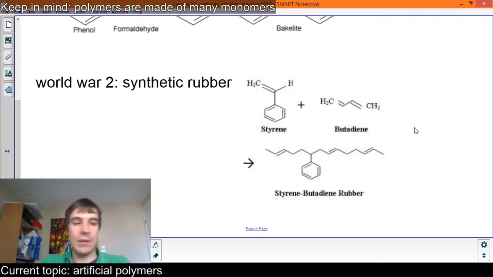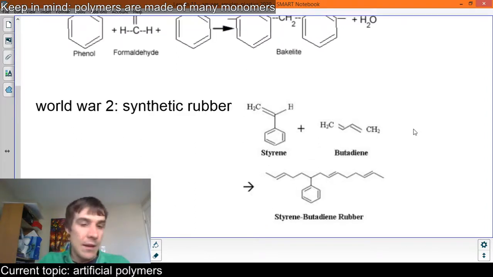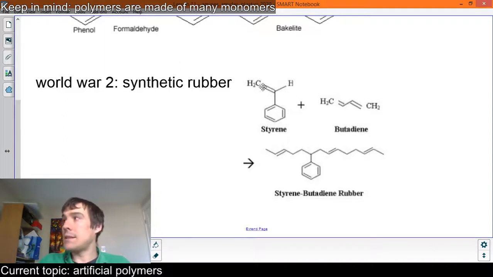That was a guy that was trying to invent artificial billiard balls because ivory was getting too expensive, so they wanted to make cue balls out of not ivory. World War II, they worked out synthetic rubber, so styrene and butadiene. You got this styrene butadiene rubber, which worked pretty well for cars and trucks and things. They needed to make lots and lots of cars and trucks, and rubber trees only make so much rubber, so they were able to chemically make rubber.